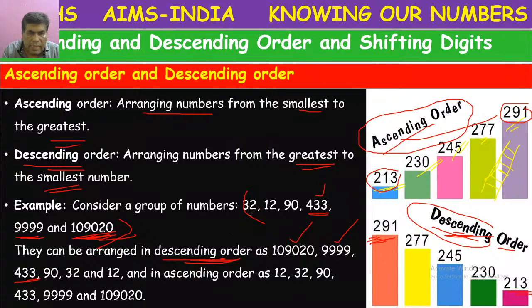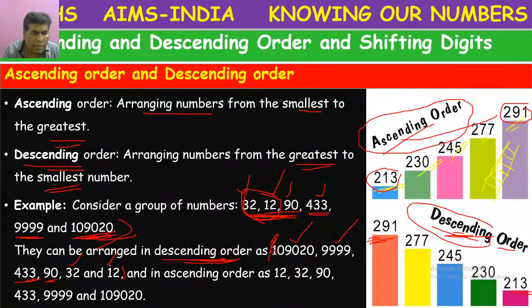Next, these 3 numbers are having the same number of digits. But out of these 3, the leftmost 9 is greater, so 90 is the largest number. Now, 2 are remaining: 32 and 12. 3 is greatest, so 32 we will write. Next, the remaining is 12, so 12 we will write. So this is the ascending order of the given numbers.